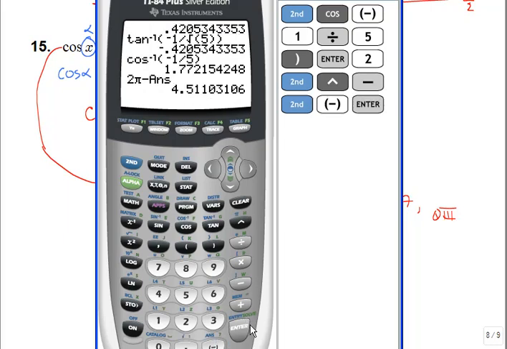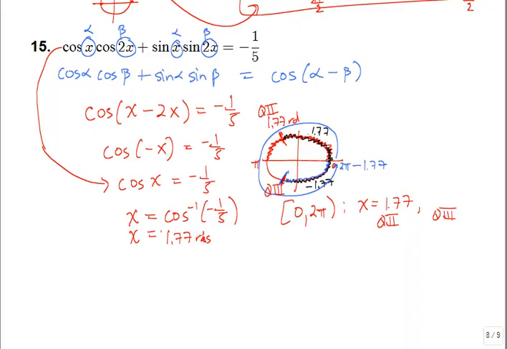And we get 4.51. So our quadrant 3 solution is 4.511. And there are 2 solutions in one revolution from 0 to 2 pi.